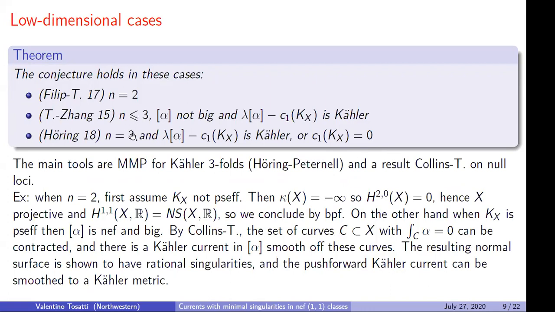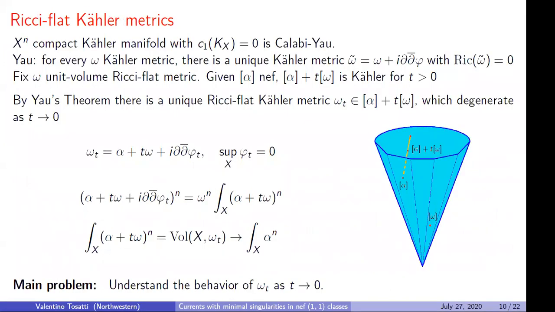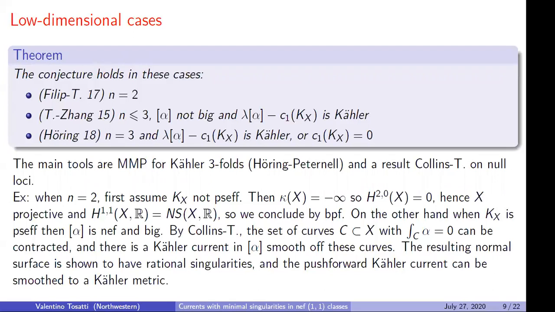And n equals 3 is a lot harder. You really need to use the full strength of MMP, and even that's not enough. So it's not a formal consequence of MMP. Okay, so, oops. Yeah, so I should say, before I continue on this conjecture, I am going to mention some more results later and our recent work, but why should one care about this?